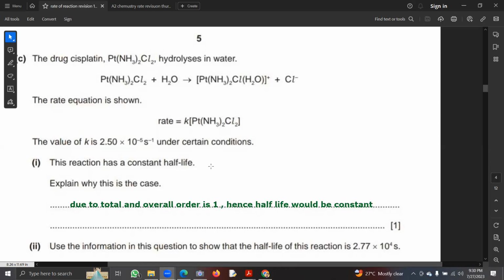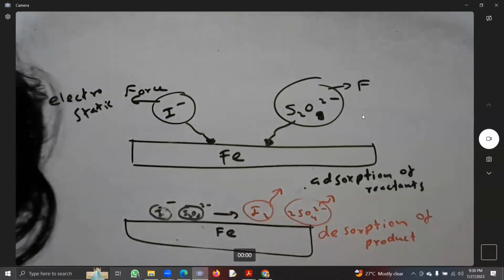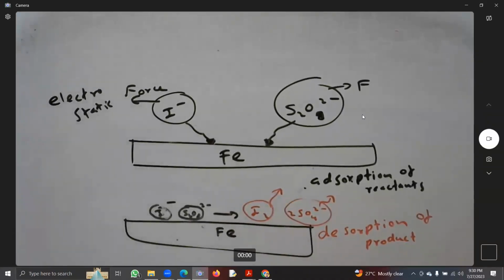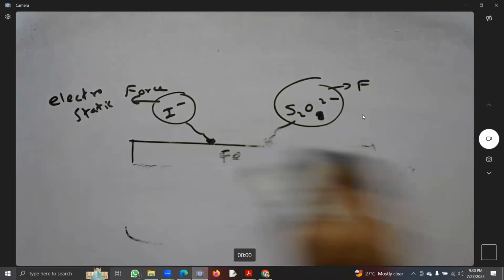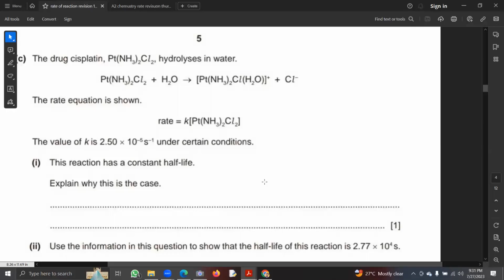Then they gave the K, and they are asking for the half-life. Now there are some physics equations very handy here. All half-life equations are the same. But the issue is, physics papers give it at the end, while in chemistry papers you have to memorize it. When we do the half-life, it's easier this way.